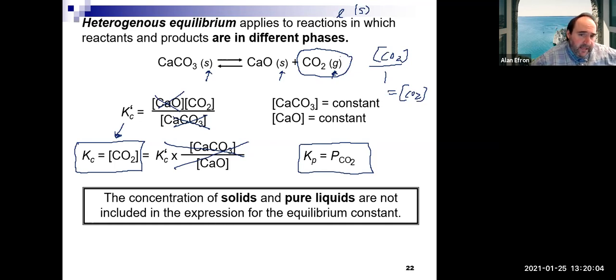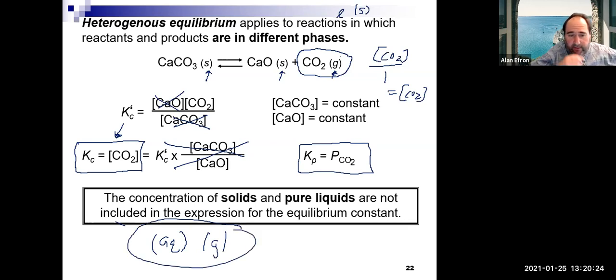So it goes back to what I mentioned earlier: if you have anything that is solid or liquid, you do not include it in the equilibrium expression. As we talked about previously this morning, that leaves you with your aqueous and your gas species, which are the only ones that will be included. And if the reactants are all solids or all liquids, we just do the products.